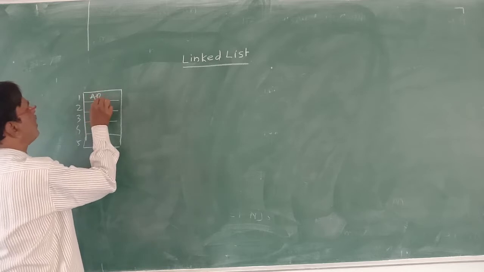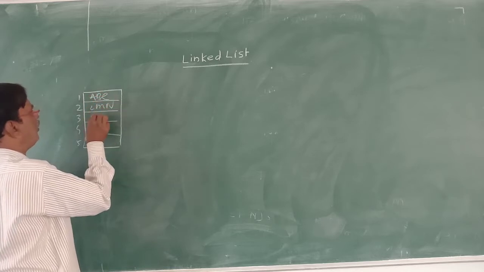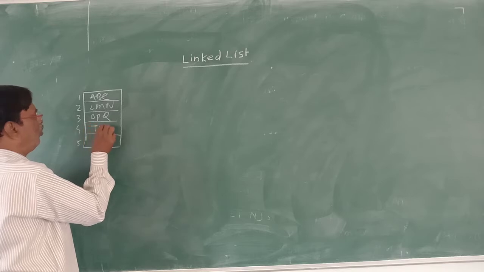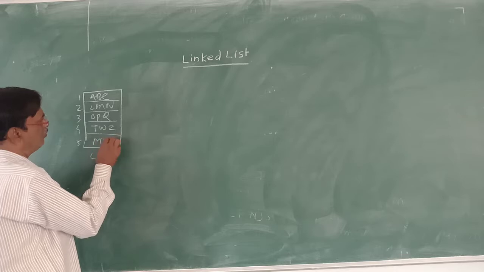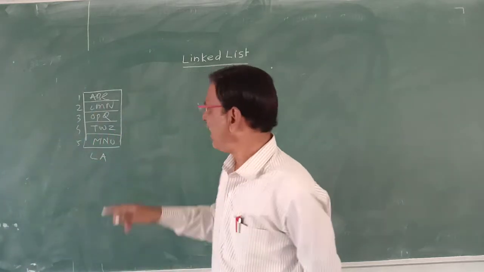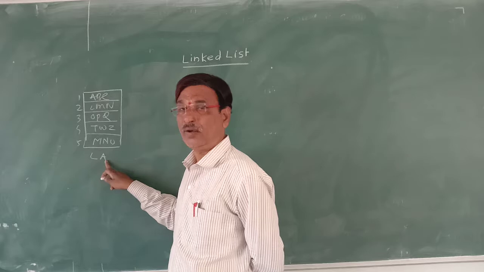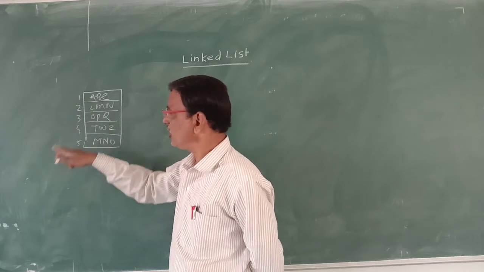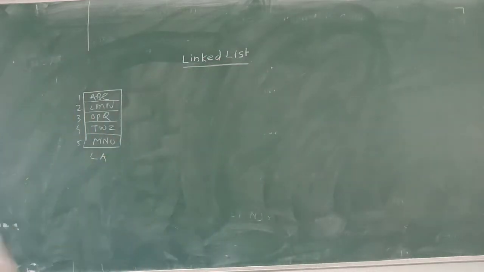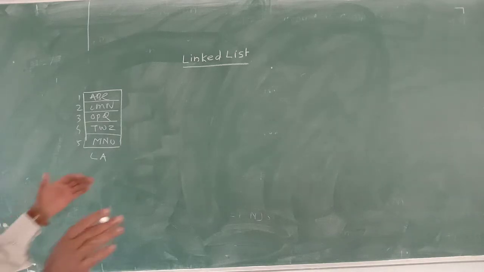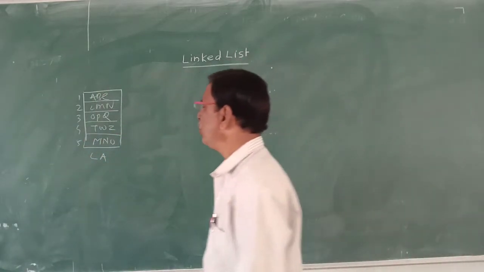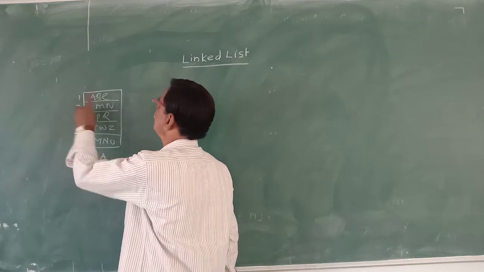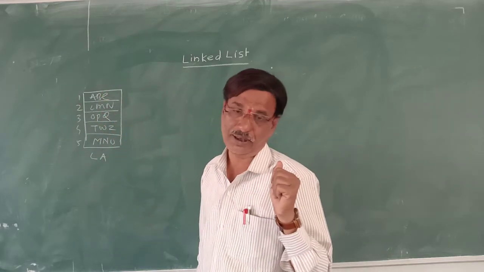So here elements are A, B, C, L, M, N, O, P, Q, T, W, X, Z. So these are the elements of list LA, where every element is represented respectively by an index set, where index set is a set of consecutive numbers. Now here, if someone asks which is the first element, then obviously it is shown by the smallest index. So ABCD will be the first element.